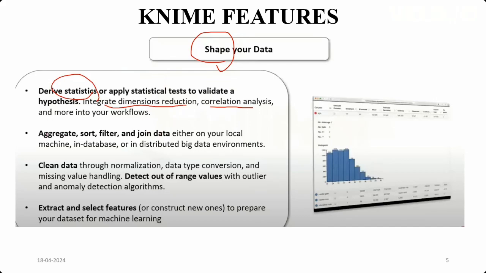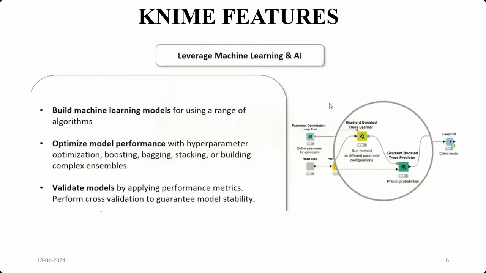Not only that, we can transform the data by finding aggregates, sorting, filtering, and joining the data. If any data is missing in the data set, we can clean the data, and we can extract or select particular features. Here we can use any kind of models: naive Bayes, support vector machine, neural network. Here we have listed some others: bagging, boosting, stacking.